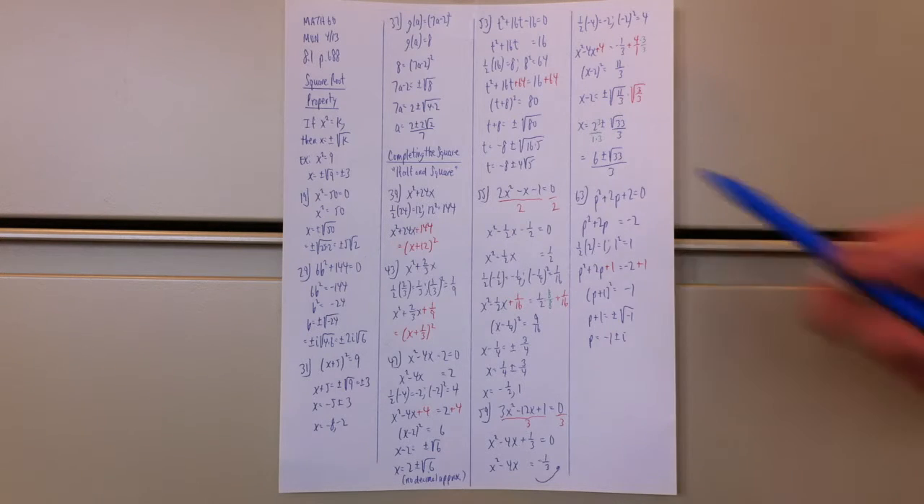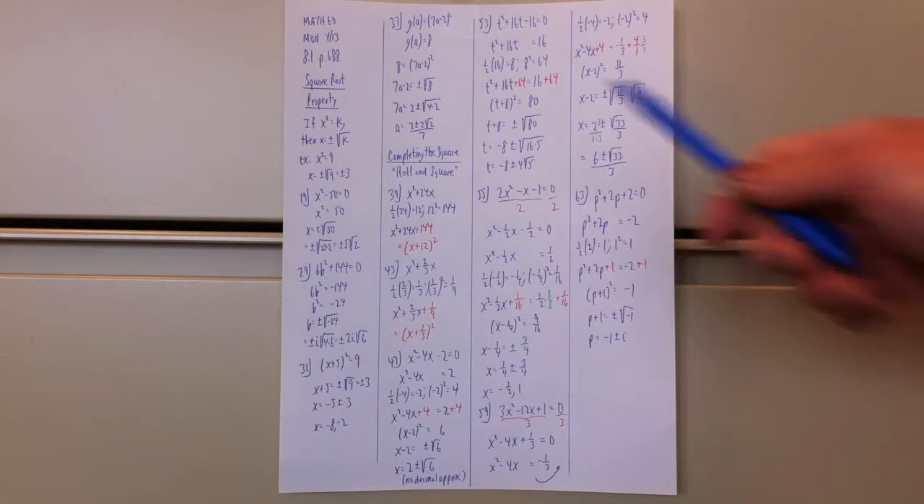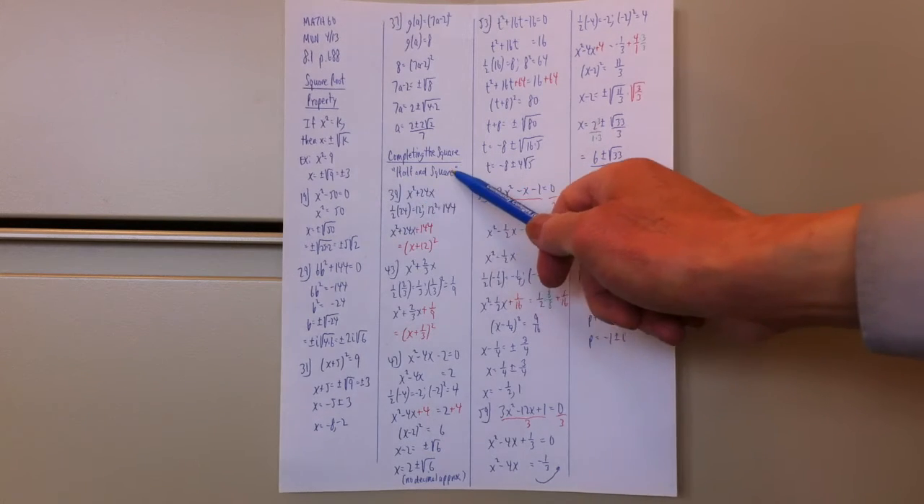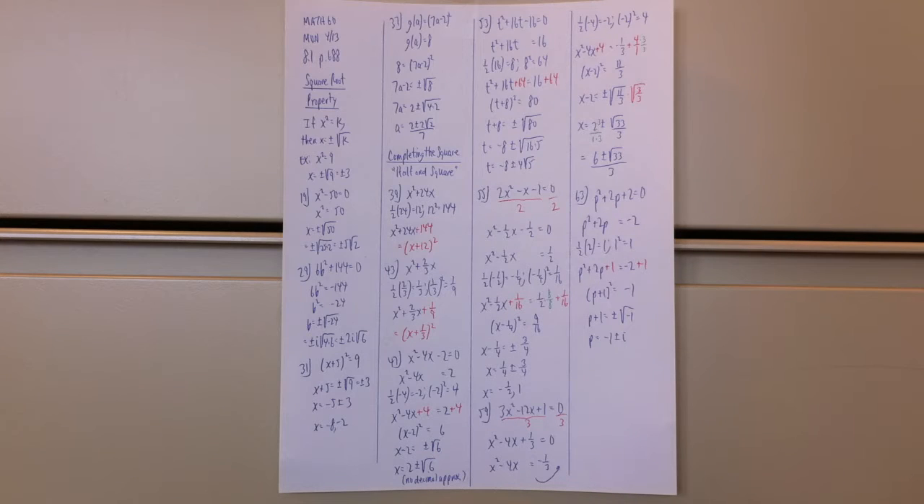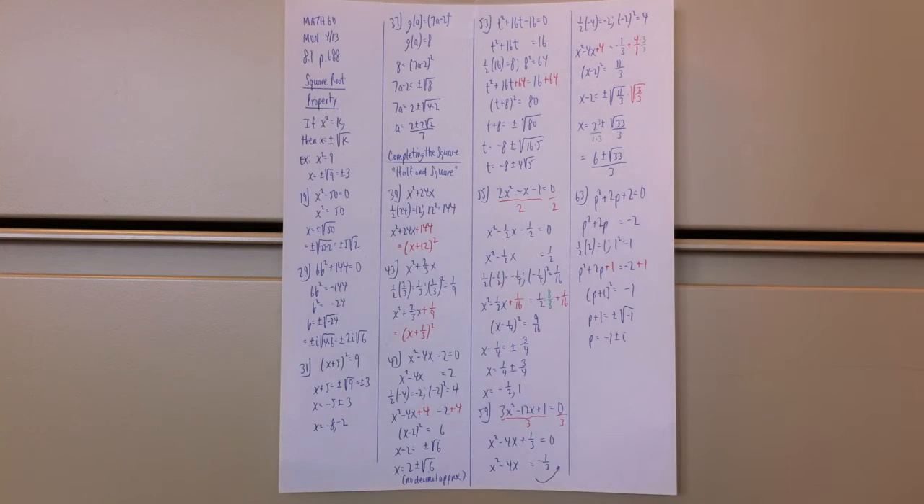The next set of problems involves something called completing the square. For completing the square, there's a process. You have to remember that you're doing something called half and square, and I'll show you exactly what that means. Essentially, you take half the coefficient of x and then you square it. So here's an example. We have some warm-up exercises.